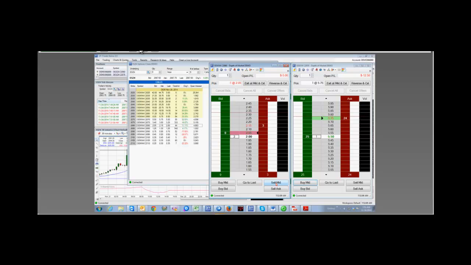Again, we paid for this. This was a debit spread. It came out of our pocket, $185. So your strategy here, since it was a debit spread, is that we want this market to go up.